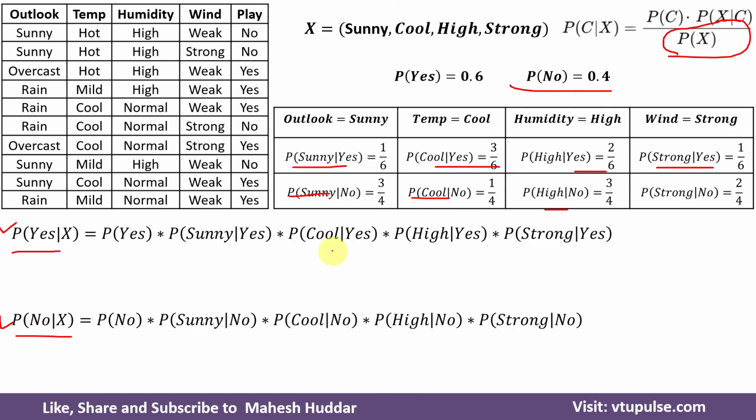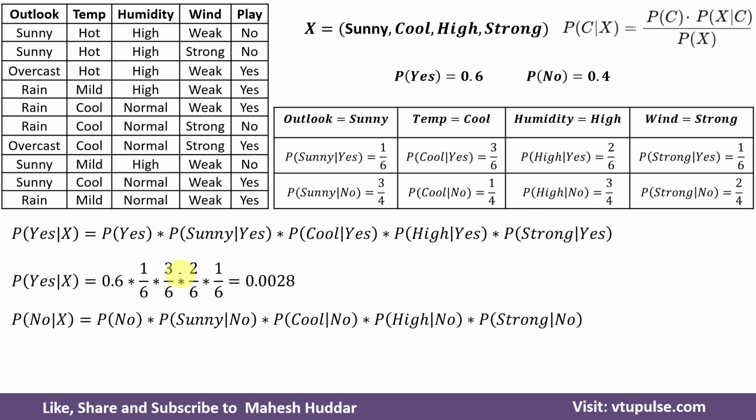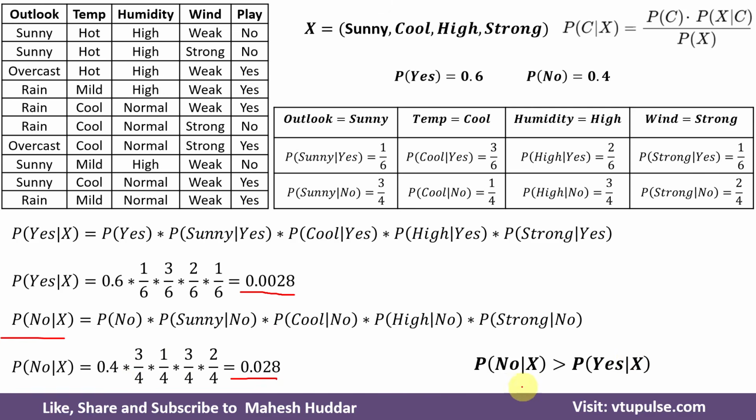And once you put these values, then we will get the probability of yes given X as 0.0028, and we will get the probability of no given X as 0.028. And here the probability of no given X is greater than probability of yes given X, because the probability of no given X value is 0.028, which is greater than probability of yes given X, so the new example belongs to the classification no. This is how we can predict the label for a new example.